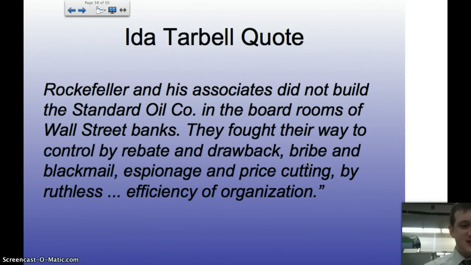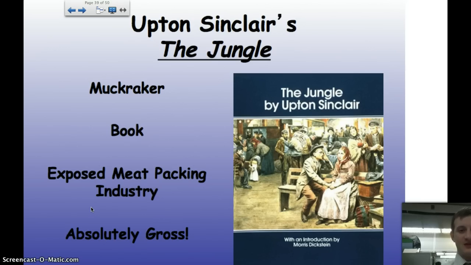She said this about Rockefeller: "Rockefeller and his associates did not build the Standard Oil Company in the boardrooms of Wall Street banks. They fought their way by rebate and drawback, bribe and blackmail, espionage and spying, and price cutting by ruthless, all right, efficiencies of organization." Basically, she's saying this is how he's controlling basically the economy, all the oil. This is not right. This is not fair.